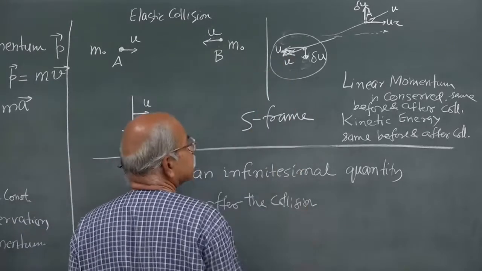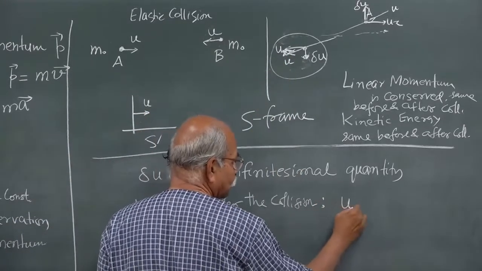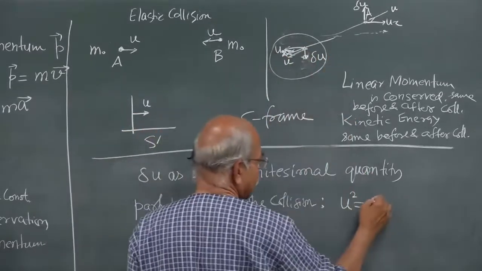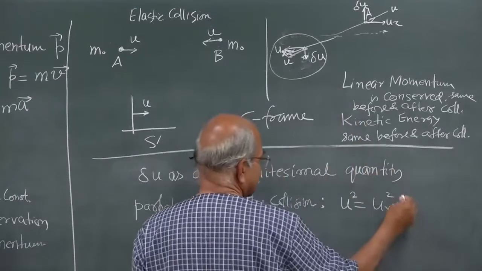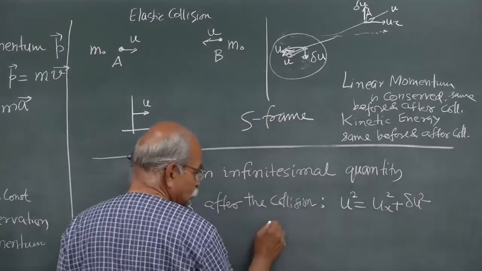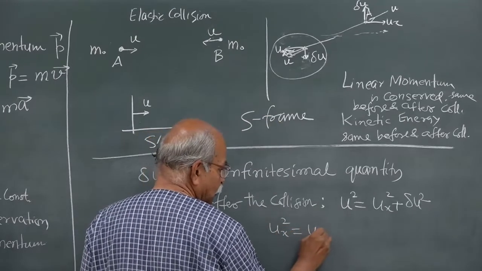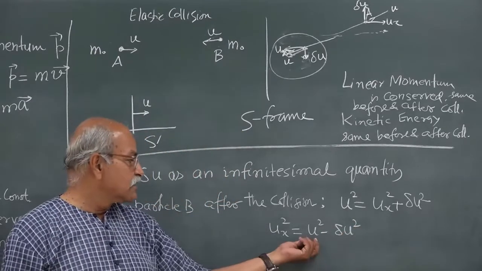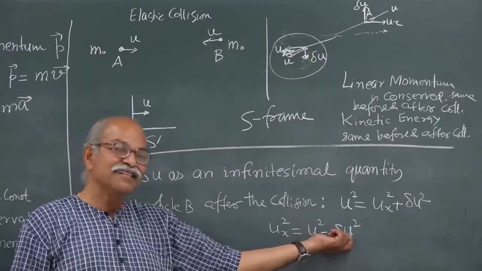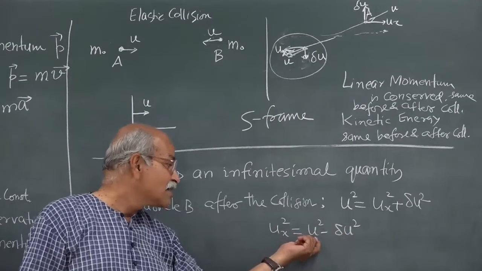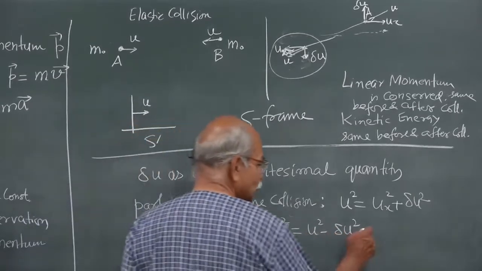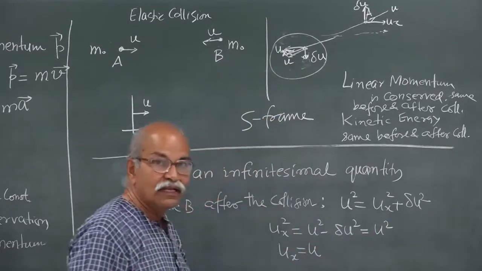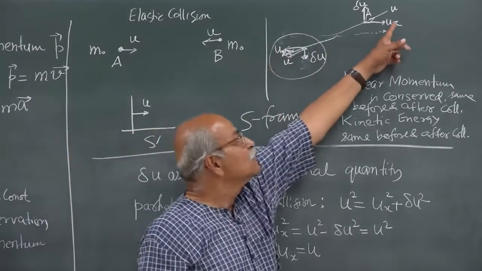What is the speed? The speed is u. So this u, the speed, squared is equal to ux squared plus delta u squared. So ux squared is equal to u squared minus delta u squared. You can see that this is a finite quantity and this is infinitesimal. In the presence of this, I neglect it, and hence this is u squared, and hence I can write ux as u. So this ux is u.